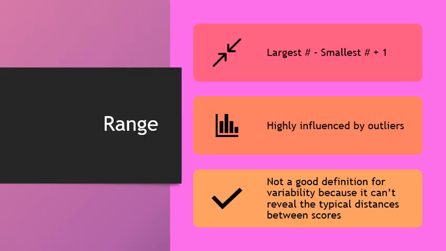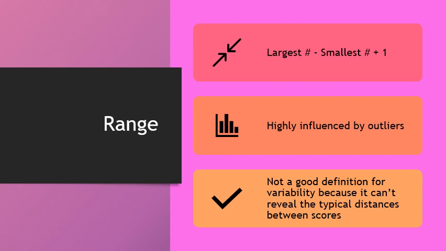So definitions of range, we talked about it. You can have the largest minus the smallest when you have discrete data. In this class, most of the time, we're going to have continuous data, so we would use largest minus the smallest plus 1. The range is highly influenced by outliers. Okay, it's not a really good definition for variability because it can't really reveal the typical distances between scores.